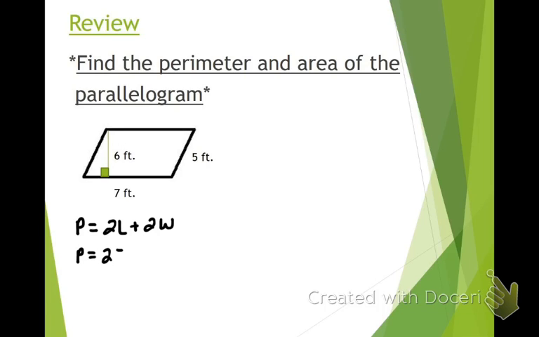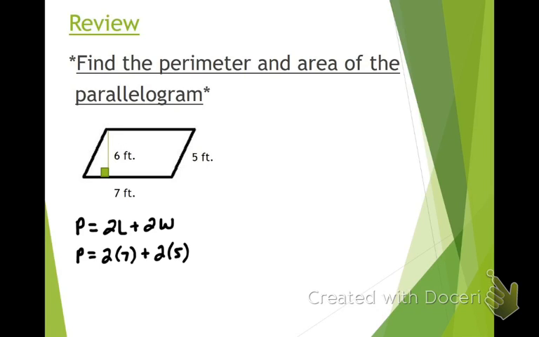Now, this is what I also saw on the test. A lot of people just put it like that. What's wrong with that? It looks like it's 27. It looks like a 27, okay? So what should I have there instead? Put parentheses, because that shows me I've got to multiply it, plus 2 times, what's my width? 5. Once again, put it in parentheses.